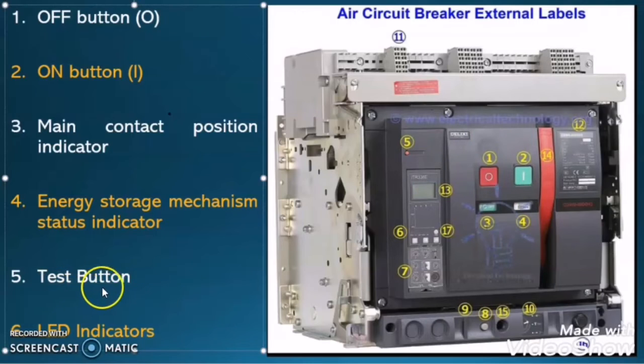The fifth one is the test button. The simple use of the test button is to know whether there is voltage in the air circuit breaker or not. The sixth one is the LED indicator.